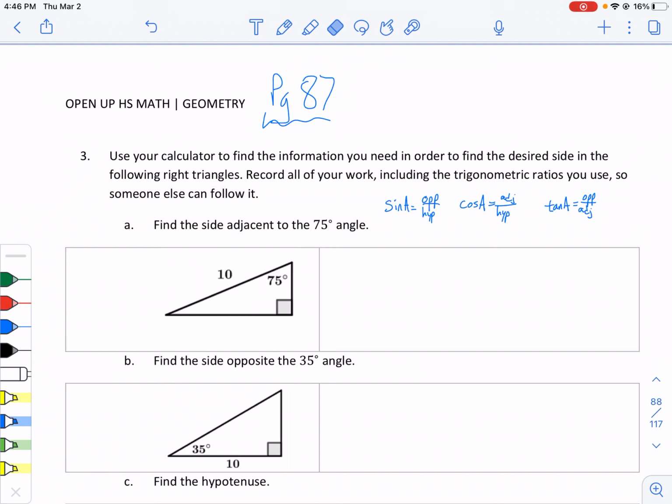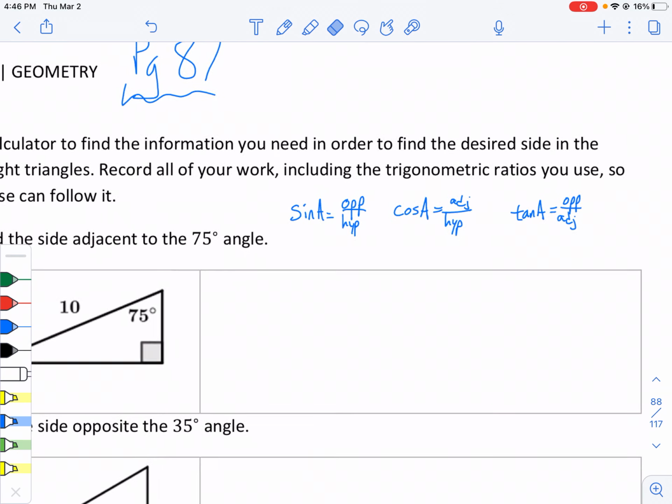All right, so go ahead and join me on page 87. I want to go through some examples here. We started some of this in class. Just wanted to go over it with you before you practice some here.